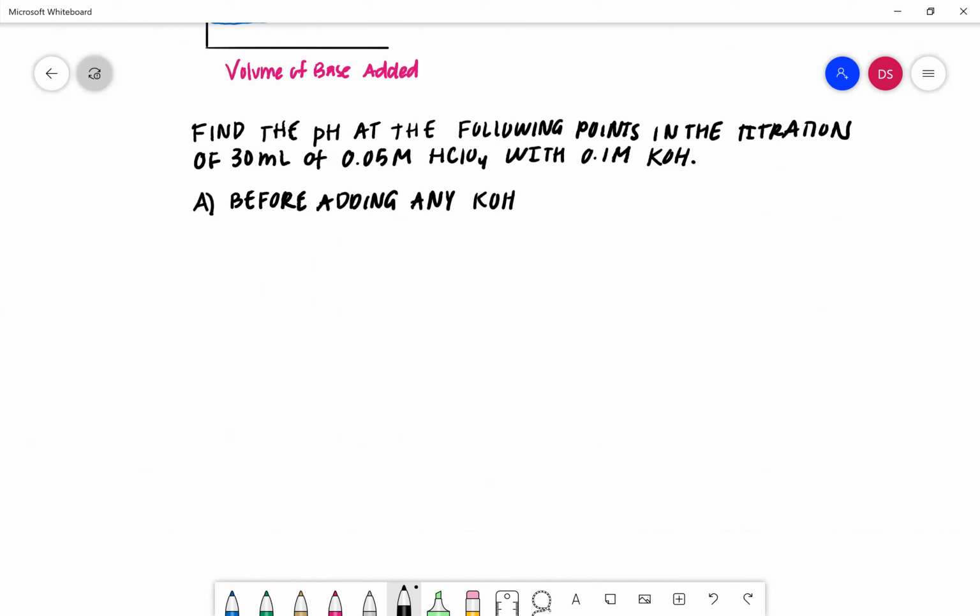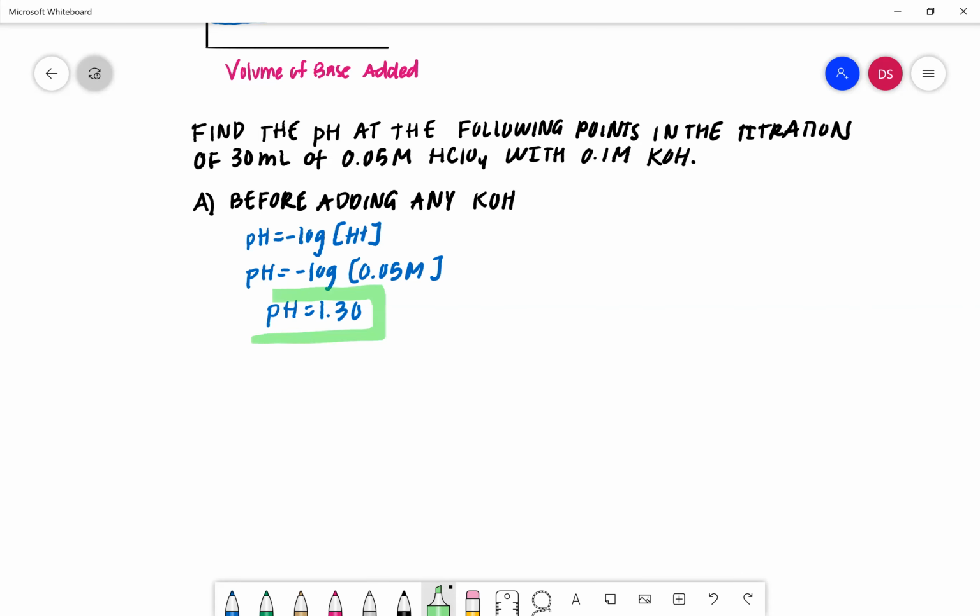Okay, so there is no potassium hydroxide initially when we're looking at this titration. So the only concentration we have to focus on is 0.05 molar perchloric acid. So we can just use the pH equation. So pH equals negative log of the H+ ions. In this case, it's going to be pH equals negative log of our acid, 0.05 molar. And that gives us an answer of 1.3. So before we add any base, our pH is 1.3.